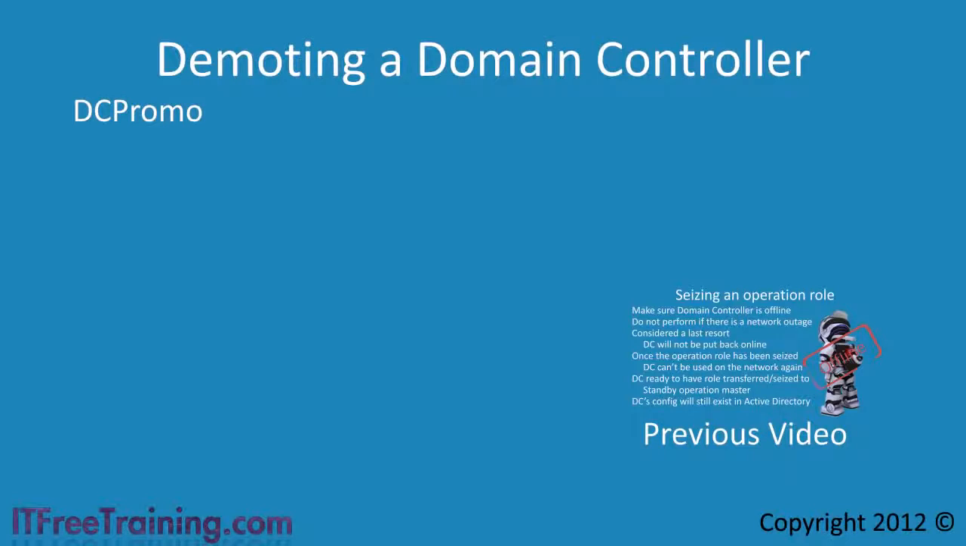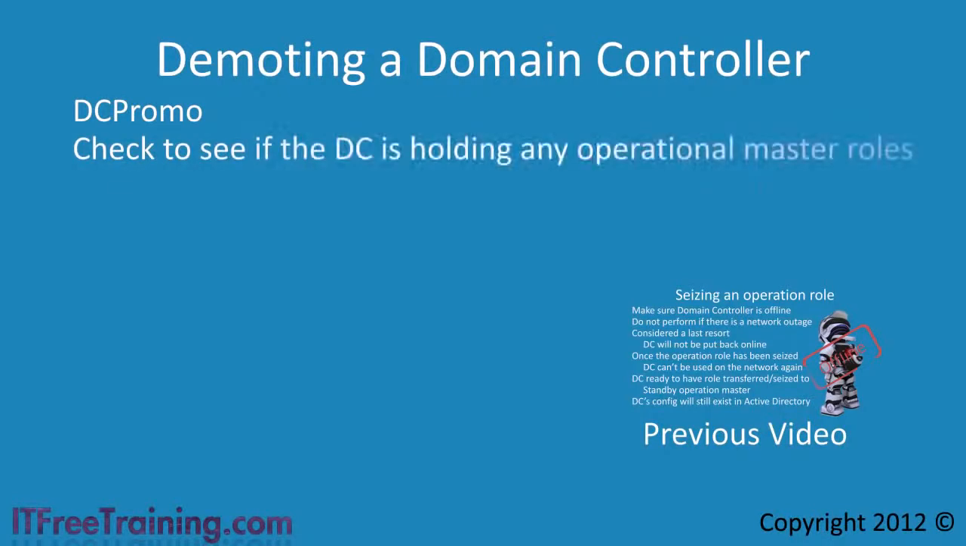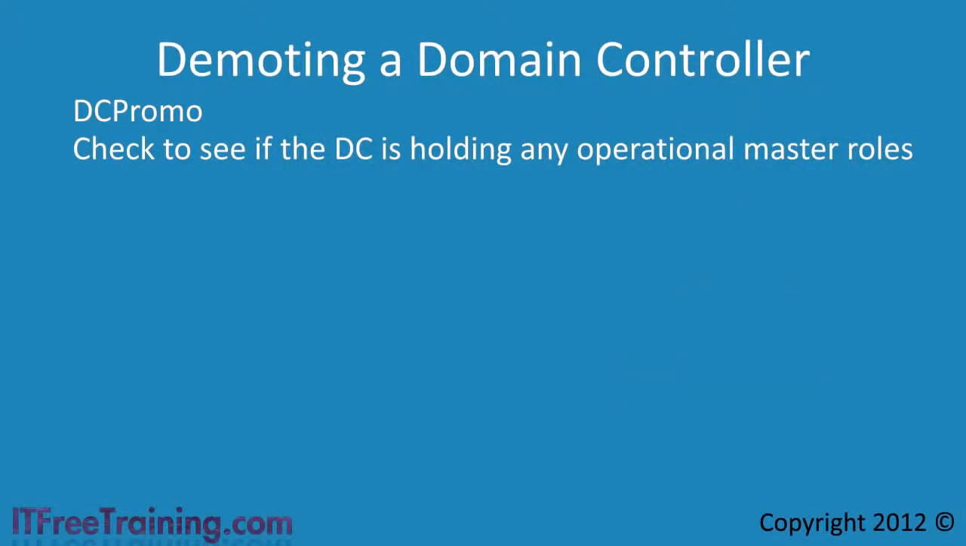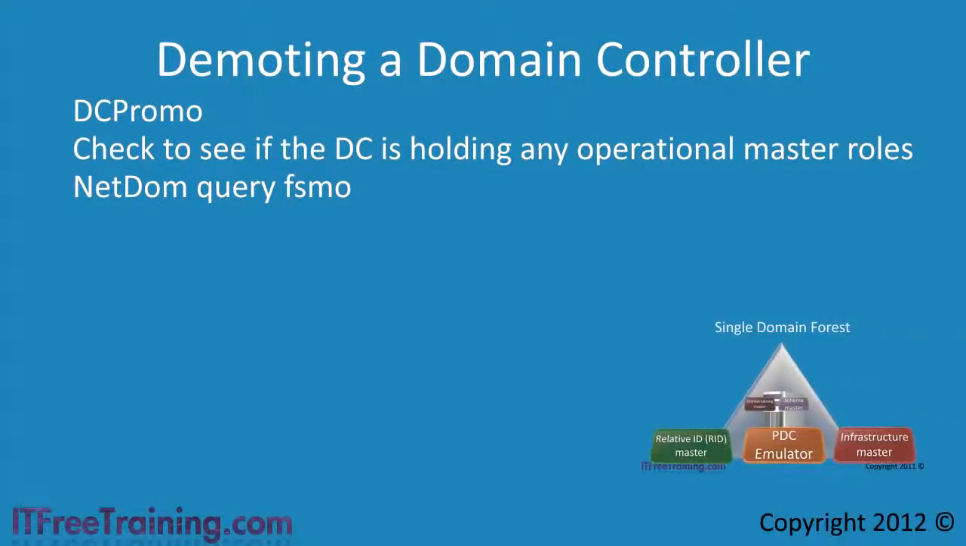Before you decide to demote your domain controller, check to see if the domain controller is holding any of the operational master roles. The quickest way to do this is to run the command netdom query fsmo. If an operational master role is present on the domain controller, DC Promo will automatically transfer the role to another domain controller. It is best to manually move the operational master role yourself if you want to control to which domain controller the operational master role goes. See our previous video on how to move operational master roles around.